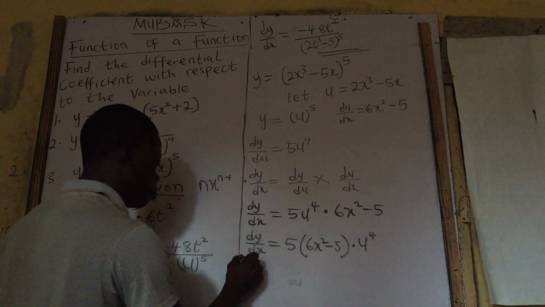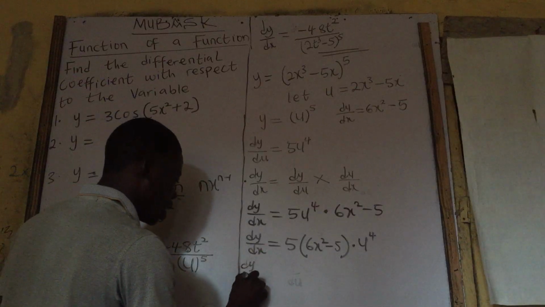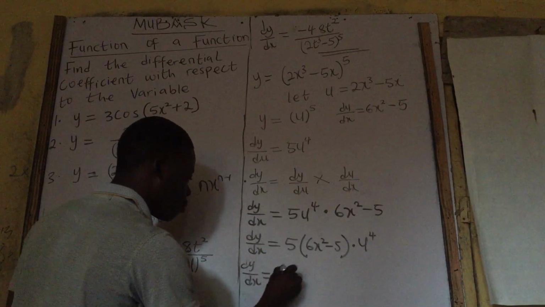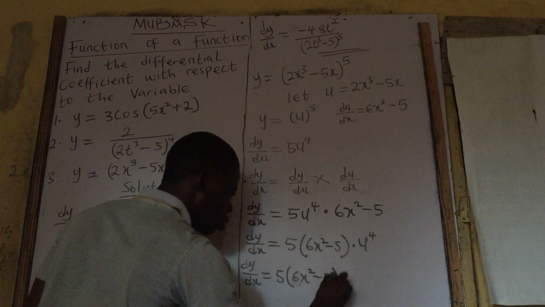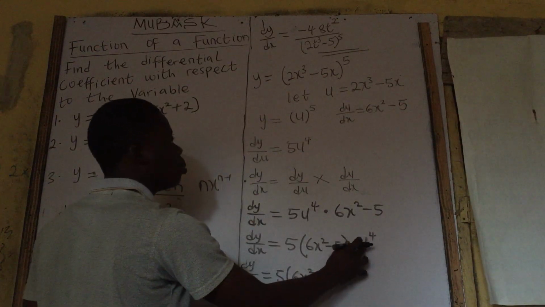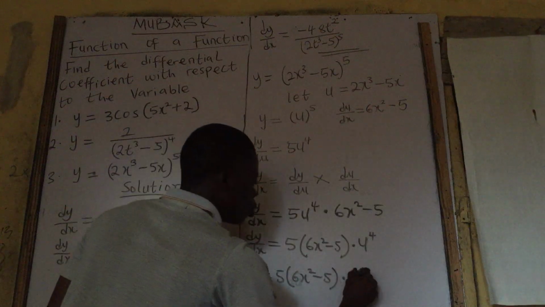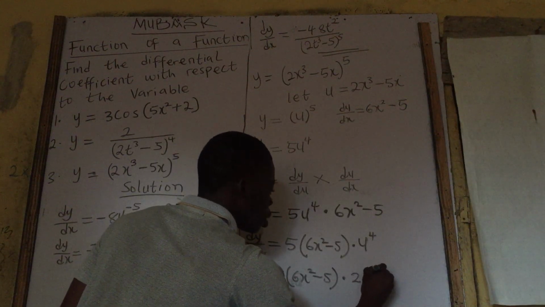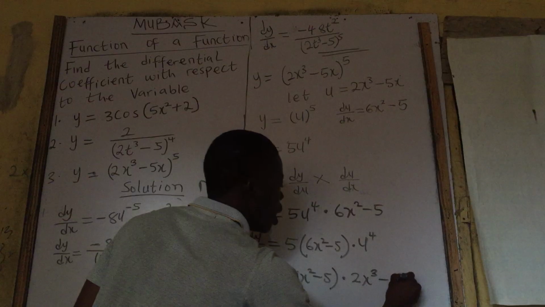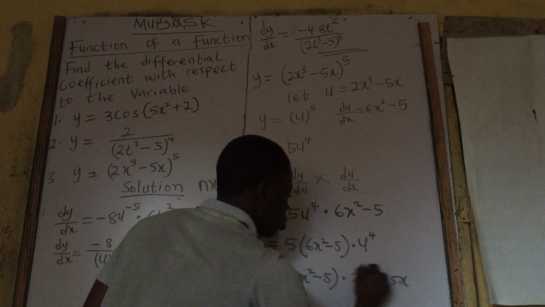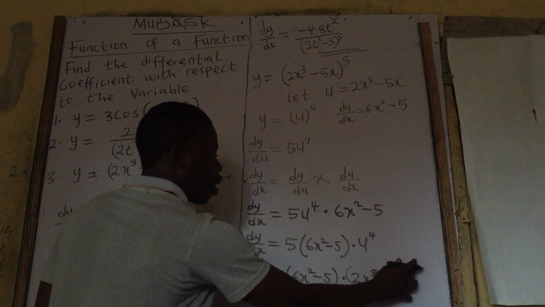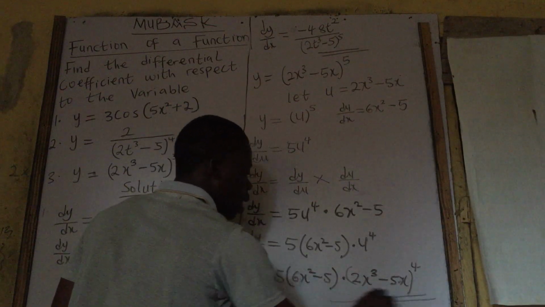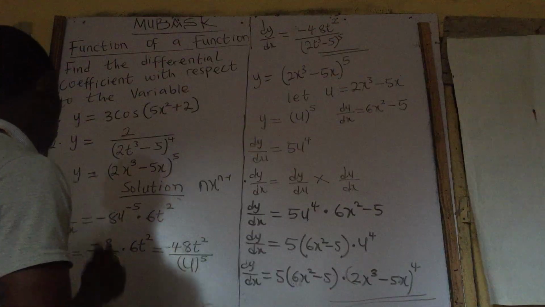We have to substitute back. dy over dx now equals what? 5 open bracket 6x squared minus 5 close bracket multiplied by what? We let our u be equal to 2x cubed minus 5x, close bracket raised to power 4. This is our final answer for question 3.